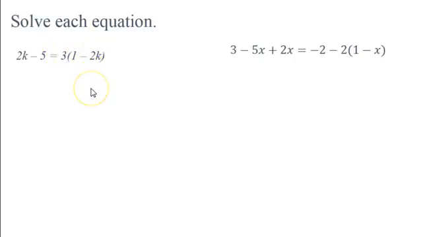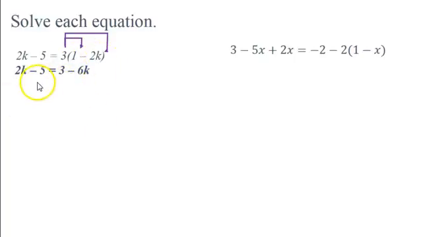We follow our procedures. We are going to distribute first. We're going to distribute this 3 first. And so 3 times 1 and then 3 times the negative 2k. Make sure that you watch your signs so that they are what they need to be. So it gives me 2k minus 5 is equal to 3 minus 6k, because 3 times 2 is 6.